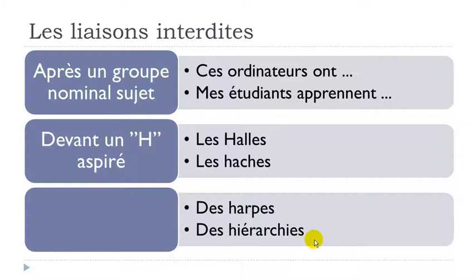And the last one, hiérarchie. Des hiérarchies. Okay, so just to show you that it's not only with A, because I've got three examples with A, but in that case it's I, okay, des hiérarchies. All right, so no liaison here, here, here, and here, because these words are starting with what we call H aspiré.